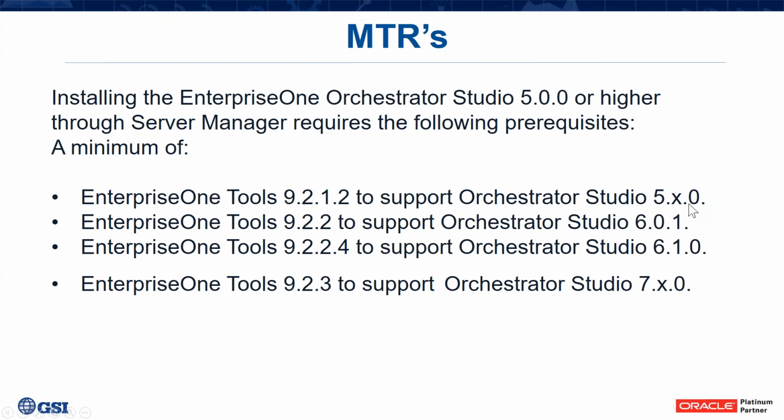Tools 9212, Orchestrator 5, 922 base, up to 9222, because 223 was never released. Or you can use 601, 9224, 5, and 6. You use Orchestrator 6.1 and 923. I would highly recommend Orchestrator 7.x.